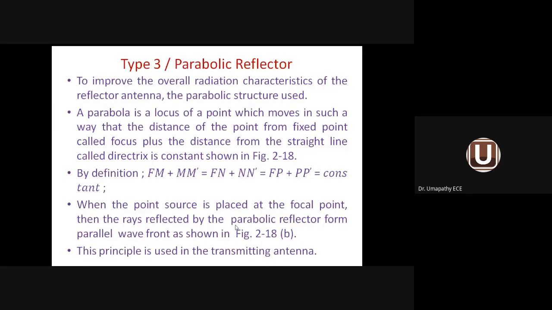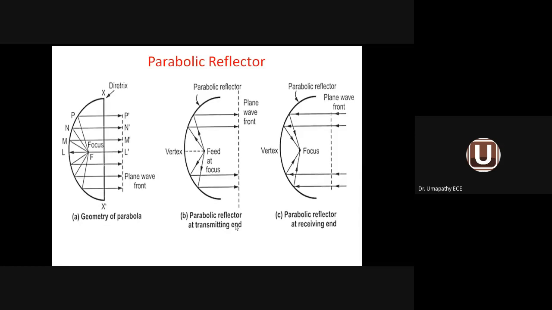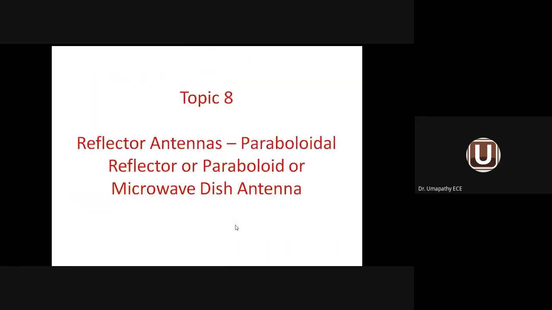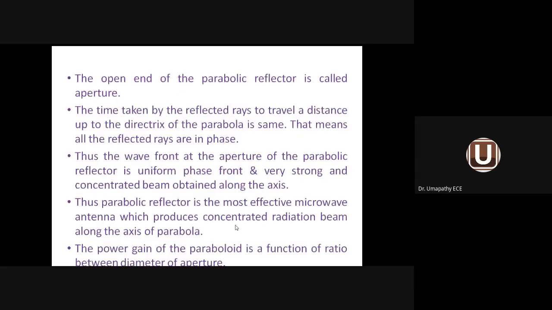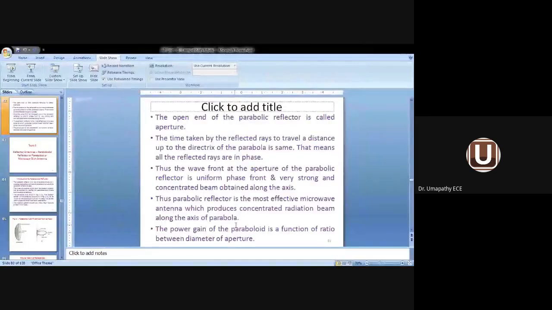Type 3, parabolic reflector. Parabola definition, parabolic reflector at the transmitting side. When I use a parabolic reflector as a receiver, what will happen? By this we are able to get a concentrated radiation beam when I use a parabolic reflector antenna.